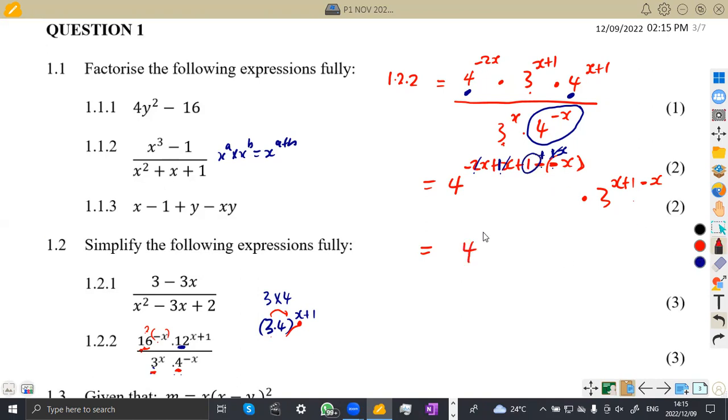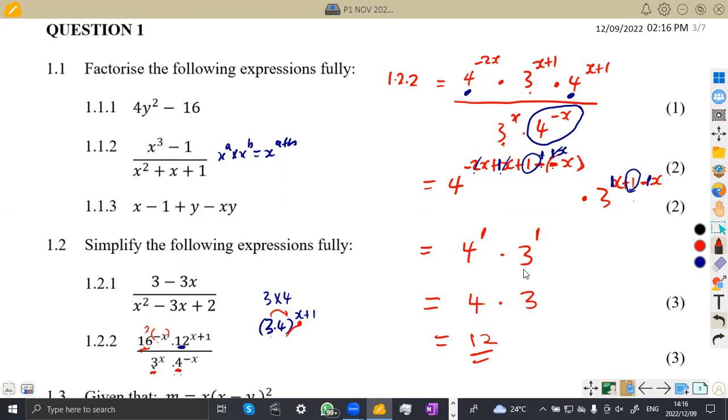So this is going to be 4 to the exponent of 1 by 3 to the exponent of, we've got 1x minus 1x, which is a 0. So you're going to remain with a 1. So this is going to be 3 to the exponent of 1. 4 to the exponent of 1 is the same as 4, and 3 to the exponent of 1 is the same as 3. So 4 times 3, that is 12. So that's what you're going to have from that one.